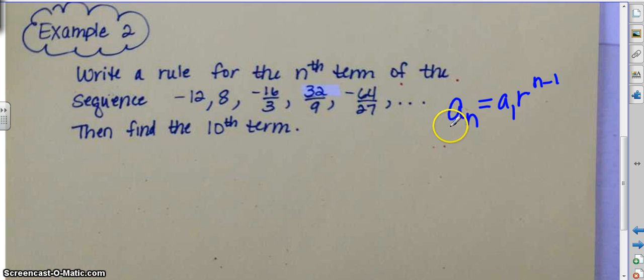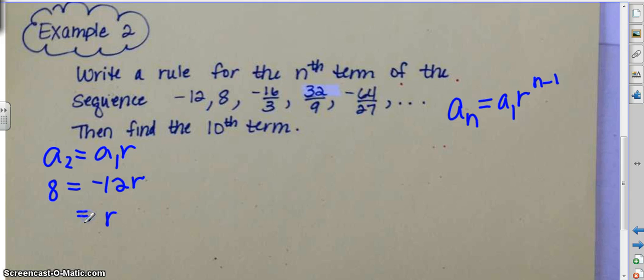I don't know a sub n. I do know that a sub 1 is equal to negative 12. I don't know r yet, and I don't know what n is. So I need to find r. One way I can find r is I can say that the second term is equal to the first term times the common ratio. So 8 is equal to negative 12 times r. If I divide both sides by negative 12, I'm going to have negative 2/3. So my r is negative 2/3.